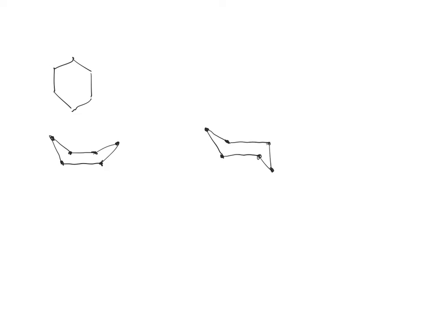And just as I've been doing here, messing around with it, you can flip from one to the other. It's called ring flipping. You can do that because you have rotation around those bonds.